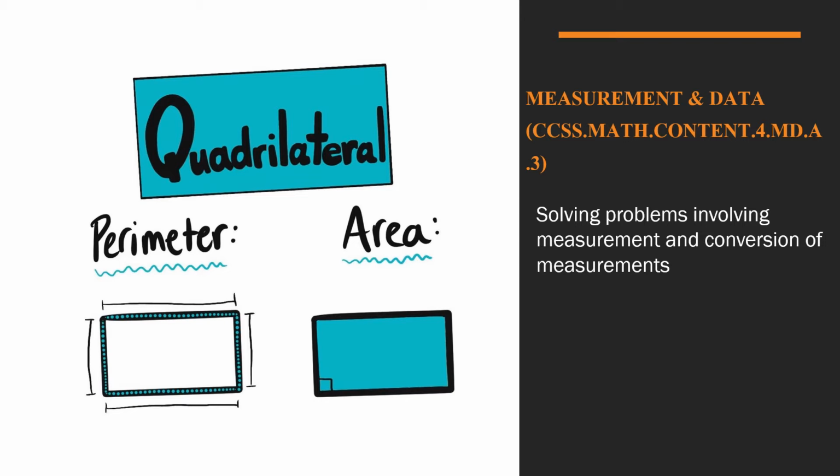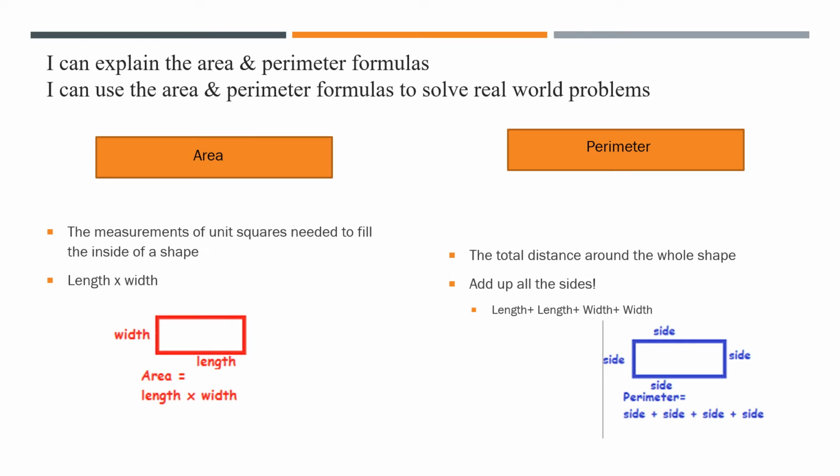Hello, so our lesson for today is going to be based around measurement and data. We're going to be learning how to solve problems that involve measurement and conversion of measurements. From our picture right here on the screen, we see that we'll be dealing mainly with perimeter and area of a quadrilateral. The two I can statements for our lesson today are that I can explain the area and perimeter formulas, and that I can use the area and perimeter formulas to solve real-world problems.